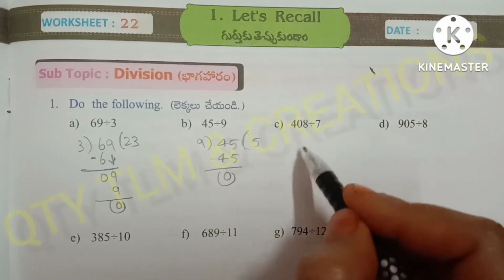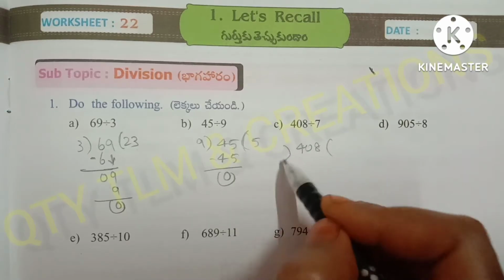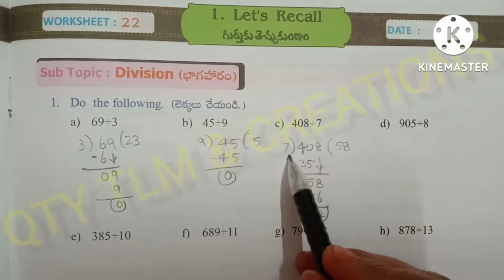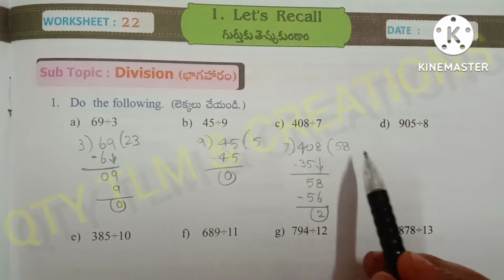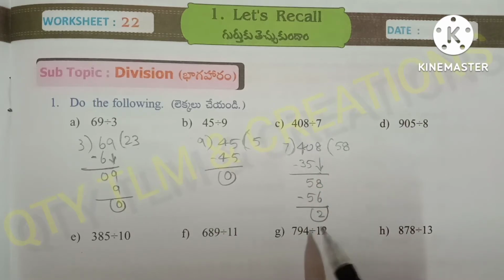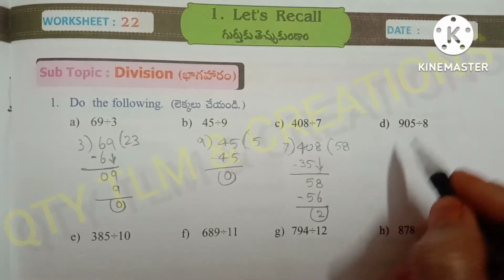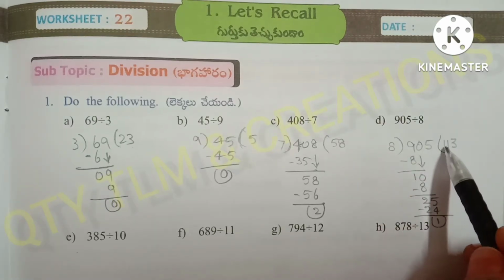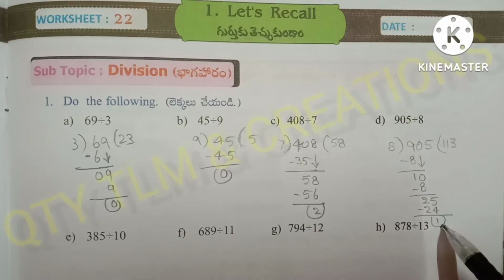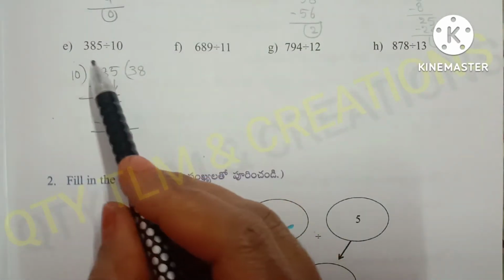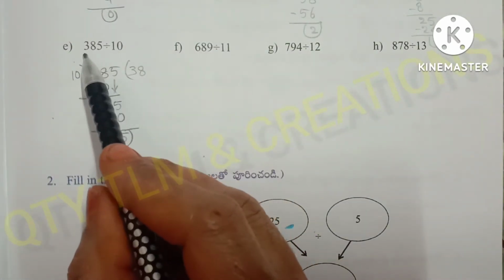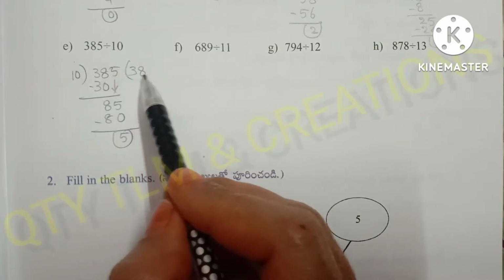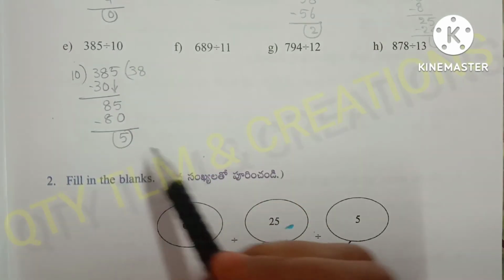Next C, 408 divided by 7. So 7 divides 408 for 58 times and here remainder is 2. Next D, 8 divides 905 for 113 times and remainder is 1. Next E, 10 divides 385 for 38 times and remainder is 5.